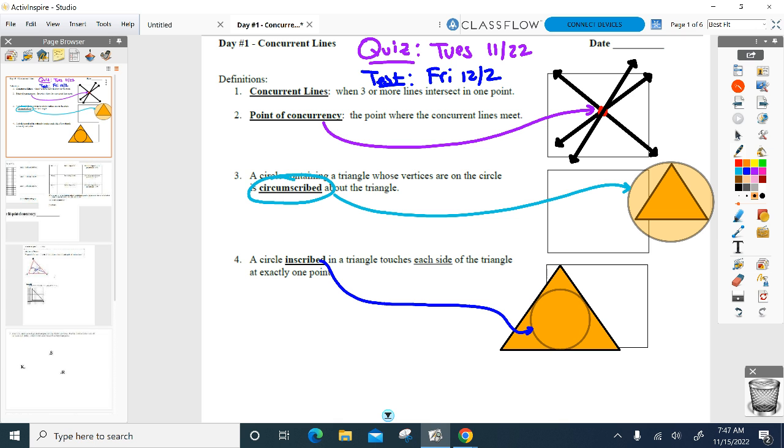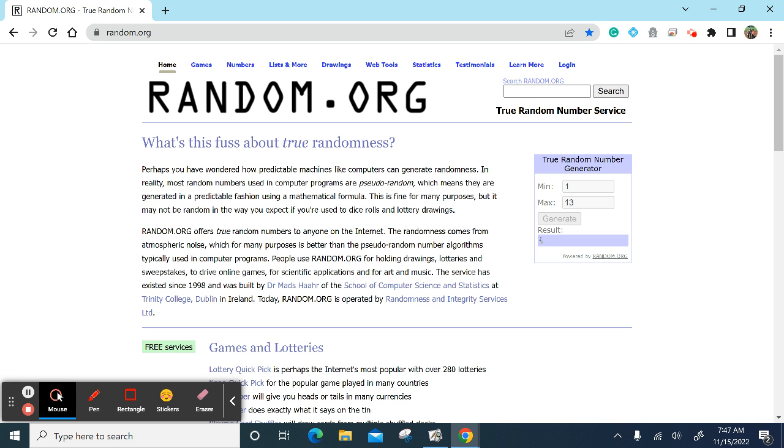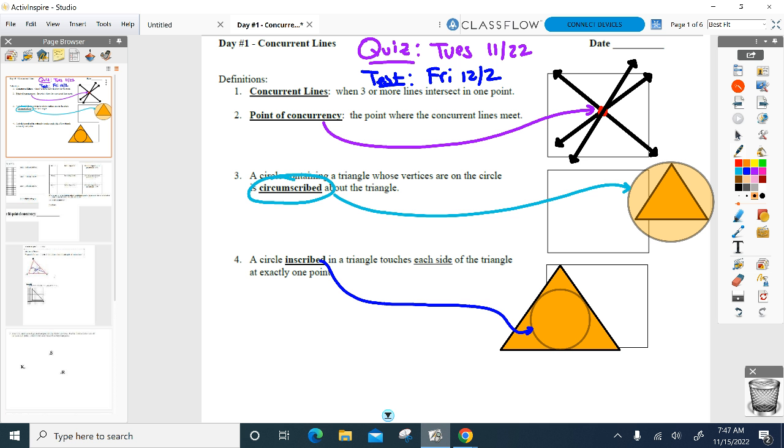Go back up to my diagram here. Is this the triangle, circumscribed or inscribed? The triangle here, circumscribed or inscribed? Let's go. 6, circumscribed or inscribed, the triangle? Inscribed, because it's inside. Inside.